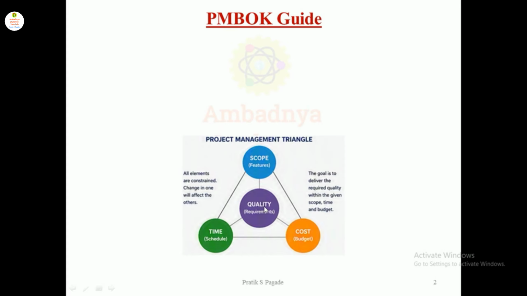So quality is our requirement, scope is the features, cost is the budget and time is the schedule. Here, if one of these elements changes, that will affect the other elements. And here the goal is to deliver the required quality within the given scope, time and budget.